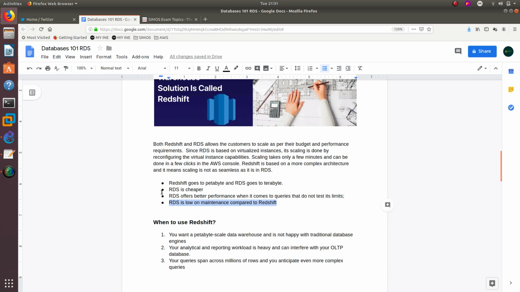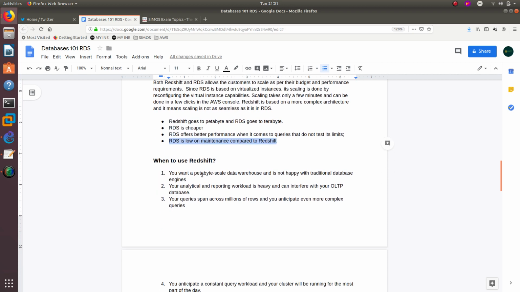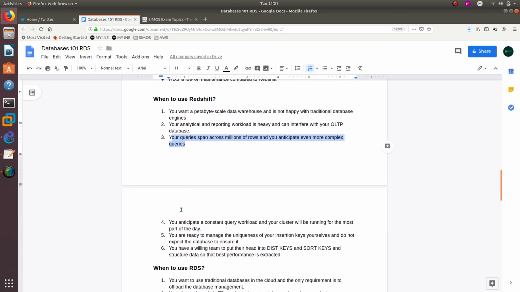Okay, so when do you want to use Redshift? When you want a petabyte scale data warehouse and you're not happy with traditional database engines. Your analytical and reporting workload is heavy and can interfere with your OLTP database. Your queries span across millions of rows and you anticipate even more complex queries. So whenever you have a big database or big queries, you want to use Redshift.